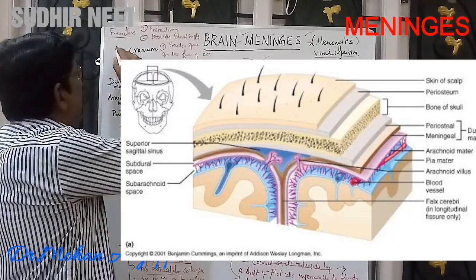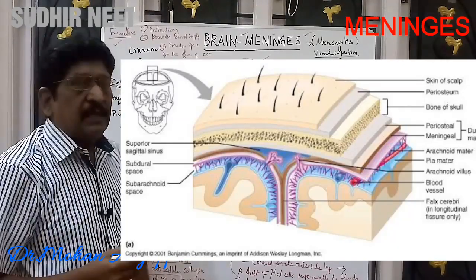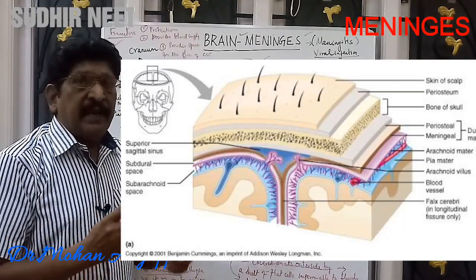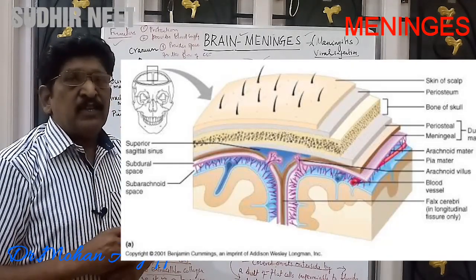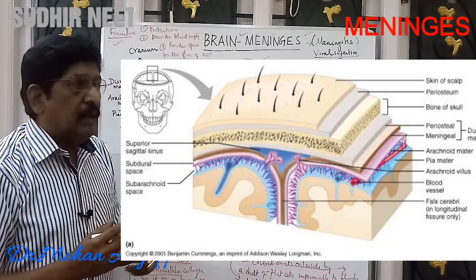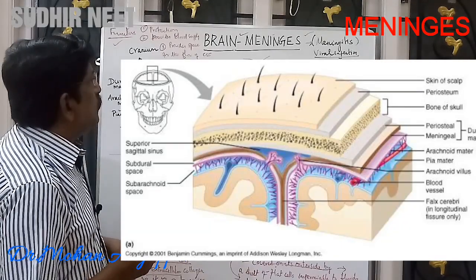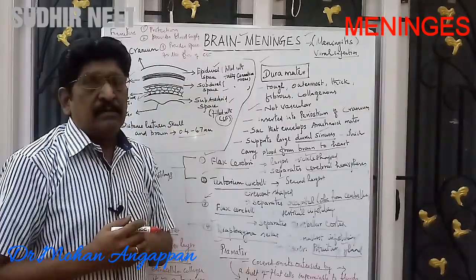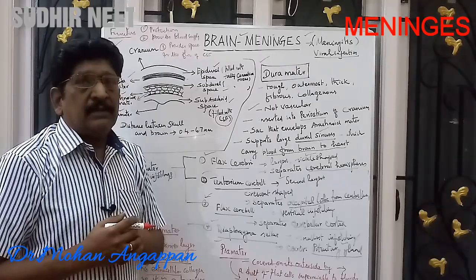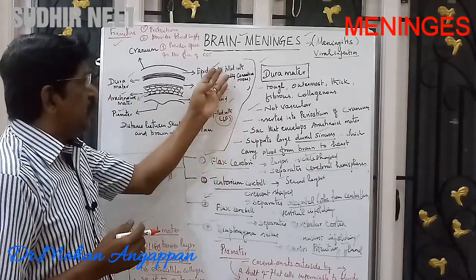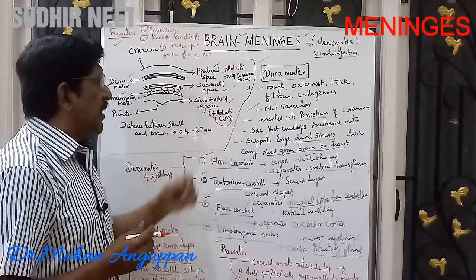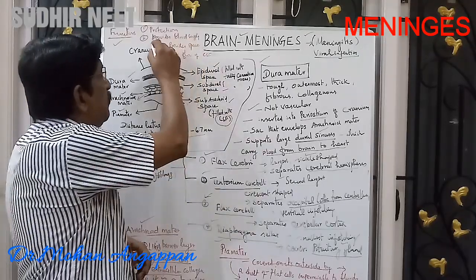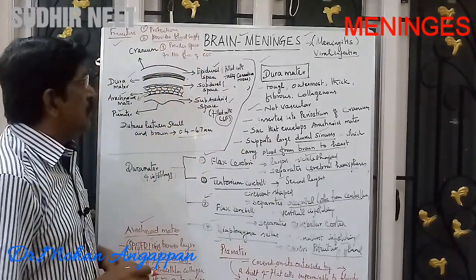And finally, the functions of the meninges. Number one, it is protective in nature. It gives protection to the brain and spinal cord from injury. Number two, it provides blood supply to the brain and spinal cord. That's why if some hemorrhage takes place, epidural hemorrhage, subdural hemorrhage or subarachnoid hemorrhage, the brain is affected.